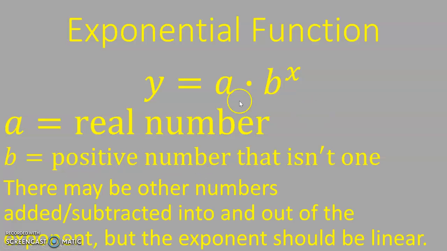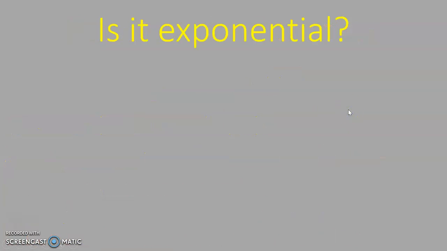Okay, there may be other numbers in there, like you might see some adding and subtracting here, or adding and subtracting out there, but the exponent should be linear. So no x squares or x cubes in the exponent, and we should have a variable in the exponent. That's important. Okay, so let's see if these are exponential based on the definition we just looked at.